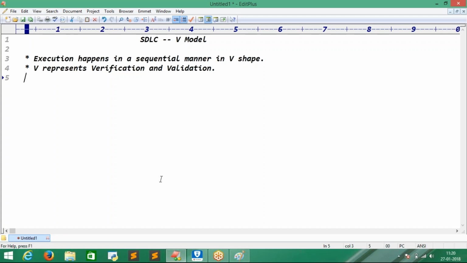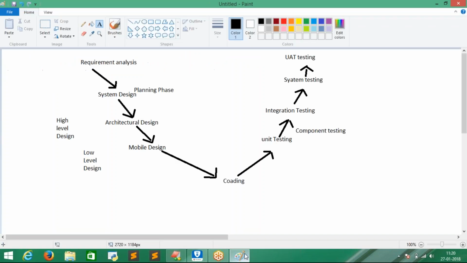See guys, for every single phase in the development cycle, the software development life cycle, there is directly an associated testing phase. For every development phase there will be a testing phase. For example, let's talk about requirement analysis. For requirement analysis, we have UAT testing. Then we have a planning phase or system design. For this one, we have system testing.